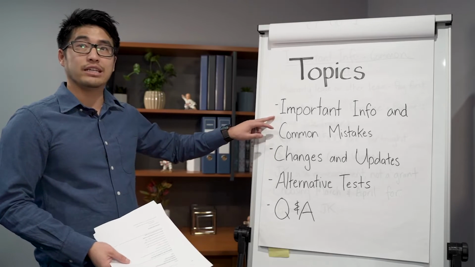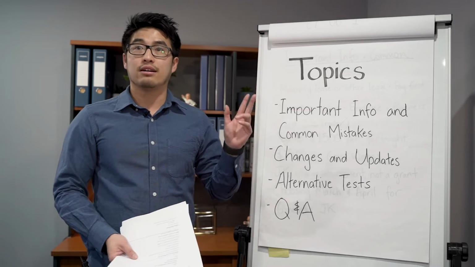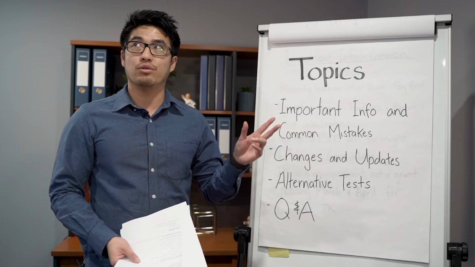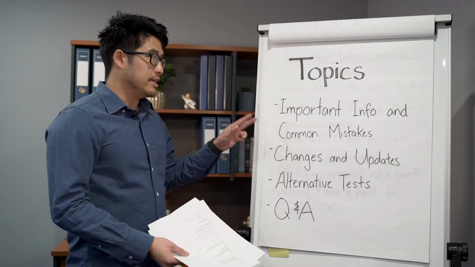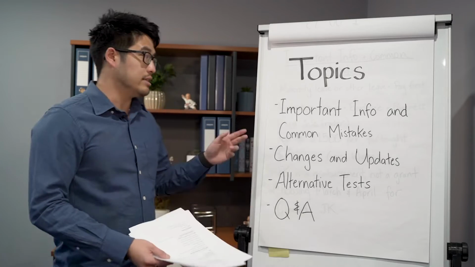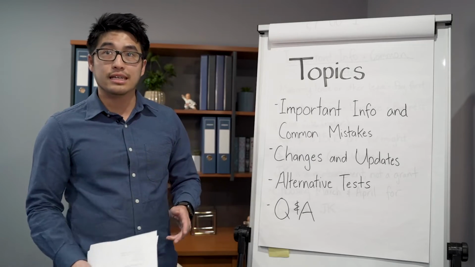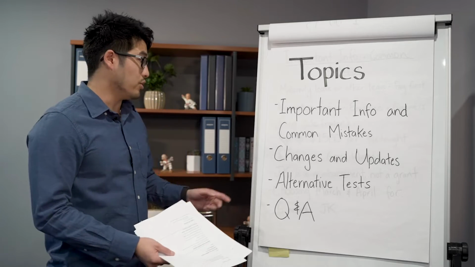The important information about JobKeeper, the common mistakes that businesses, clients, small businesses, as well as accountants are making as well. There are a lot of detailed rules that you need to follow to get the JobKeeper payment. So you need to make sure that you satisfy it. If you don't satisfy it, you're going to actually lose out on $1,500 per employee per fortnight.